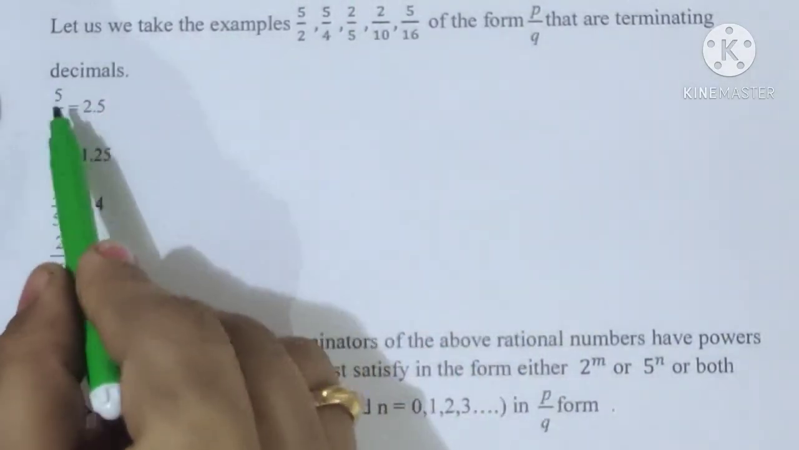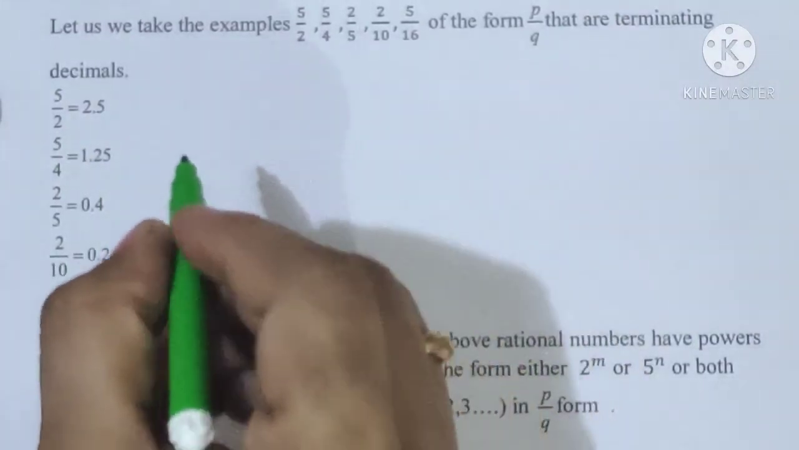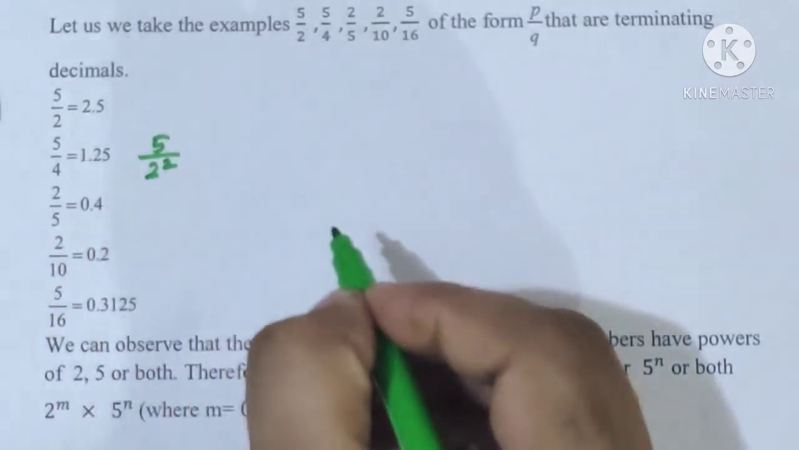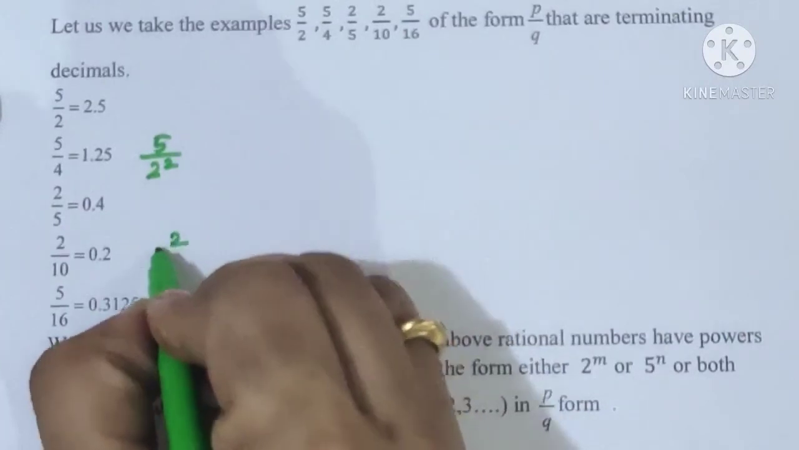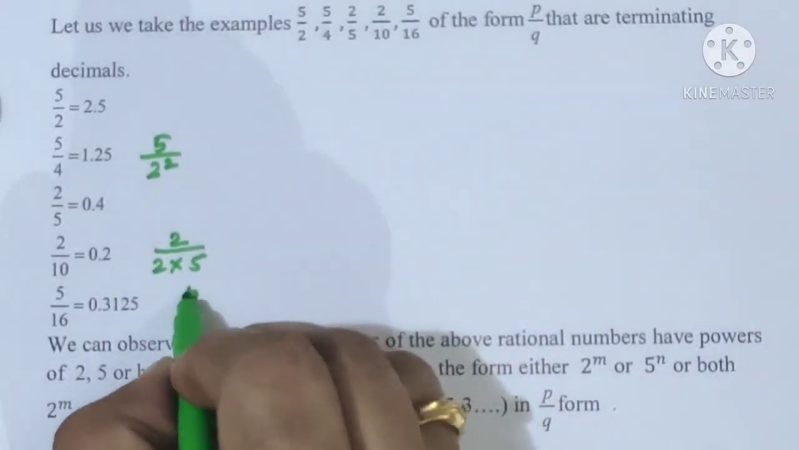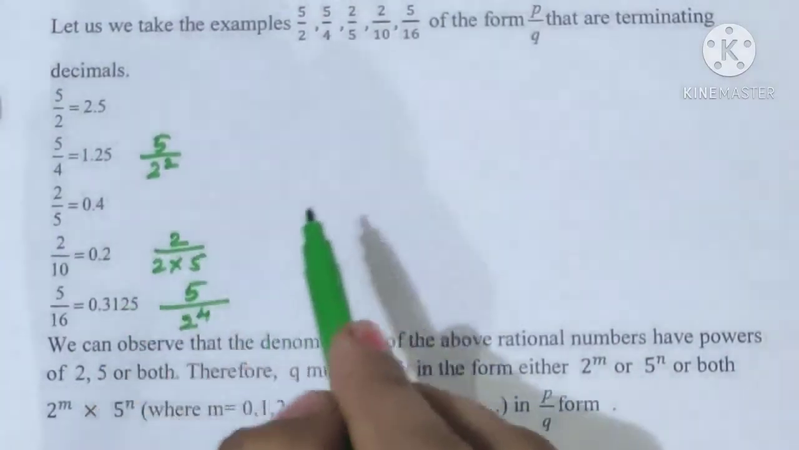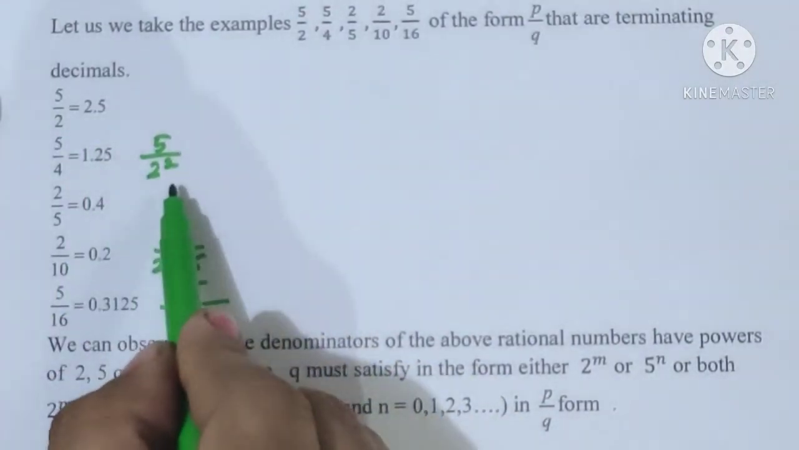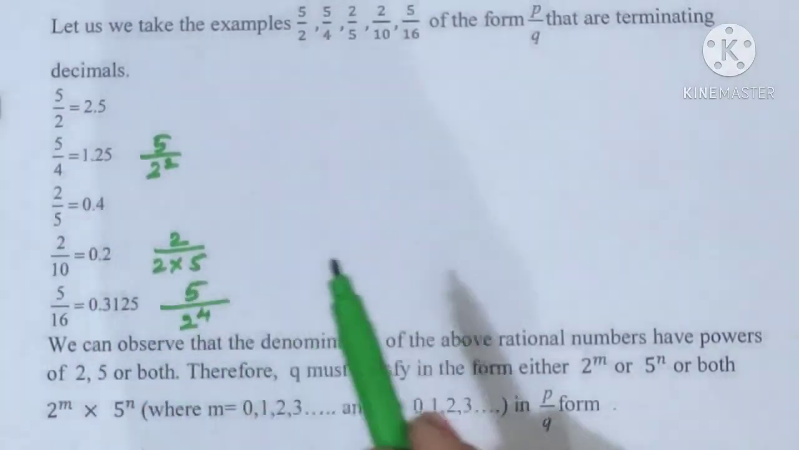So 5 by 2, the denominator is 2, right? 5 by 4 is 5 by 2 squared, right? 2 by 5, 5 only. Again 2 by 10 means 2 divided by 2 into 5. Next, 5 by 16 means it is 5 over 2 raised to 4. So when we consider the denominators for these numbers, either we get a power of 2 or a power of 5. Sometimes we get both.